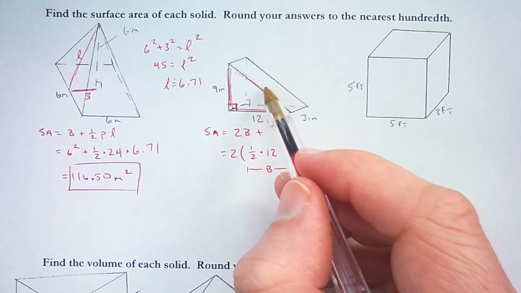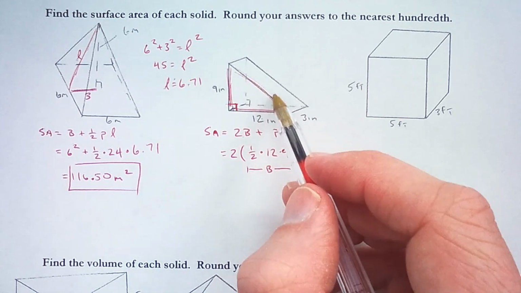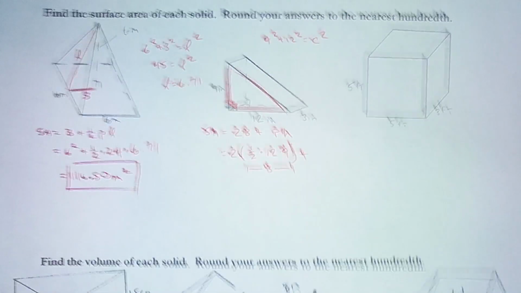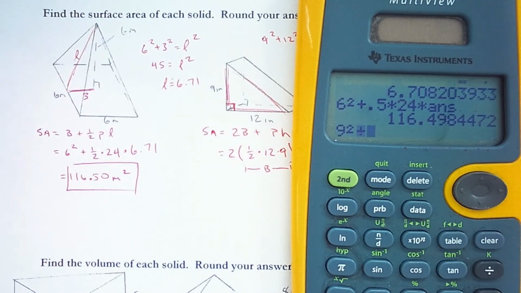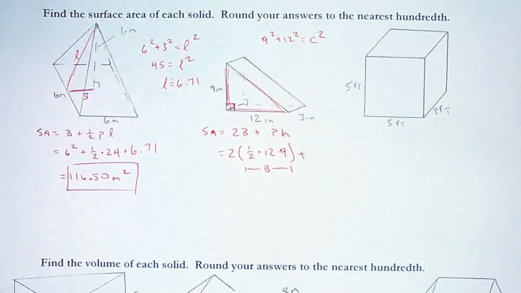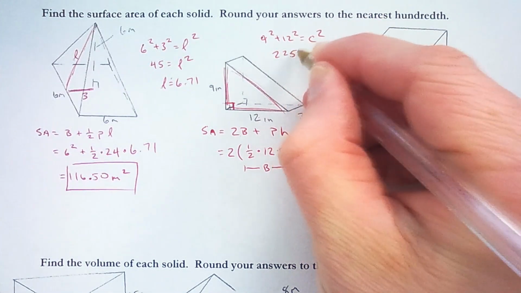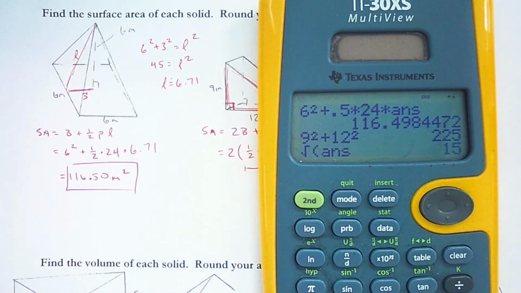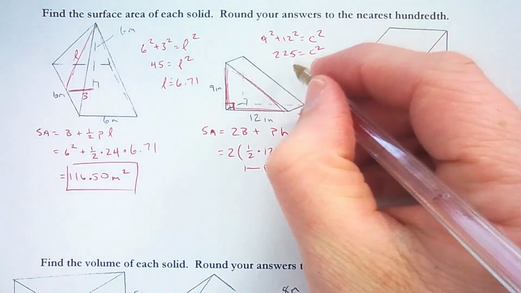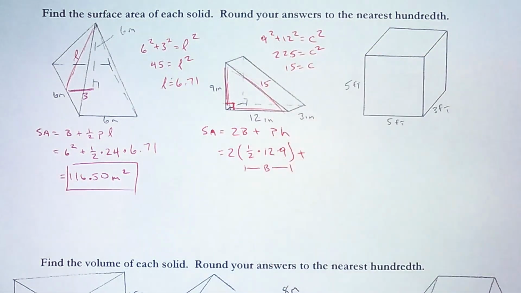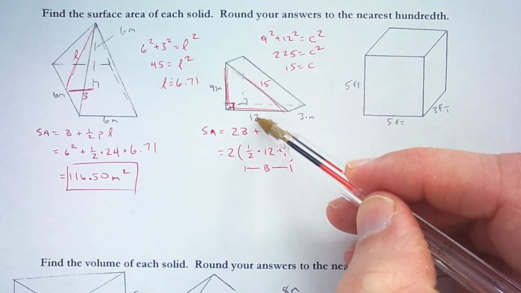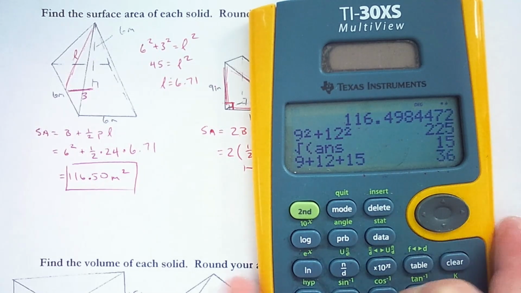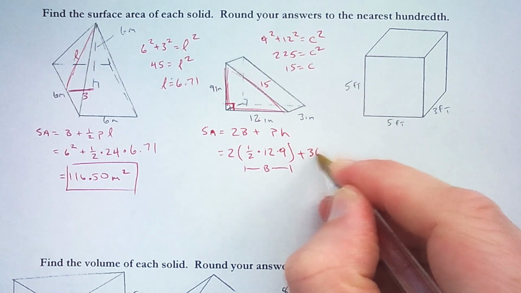We have 9, 12, and we have to add a third side of this base. So we're going to do 9 squared plus 12 squared equals the hypotenuse squared. So 9 squared plus 12 squared is 225. 225 equals c squared, and the square root of 225 is 15. So 15 equals c, so we have 15 here. So the perimeter of the base is 9 plus 12 plus 15, which is 36.